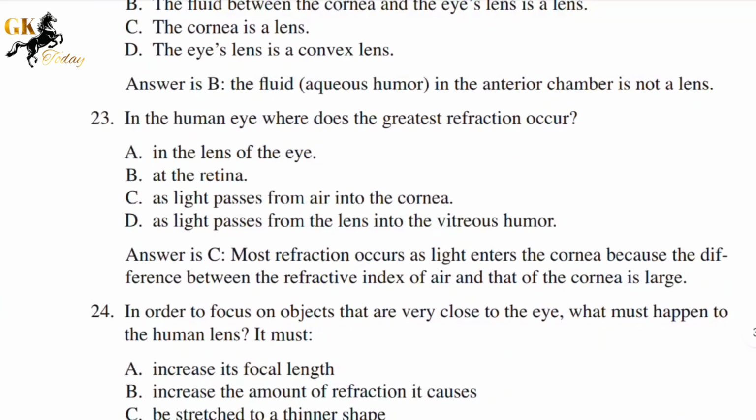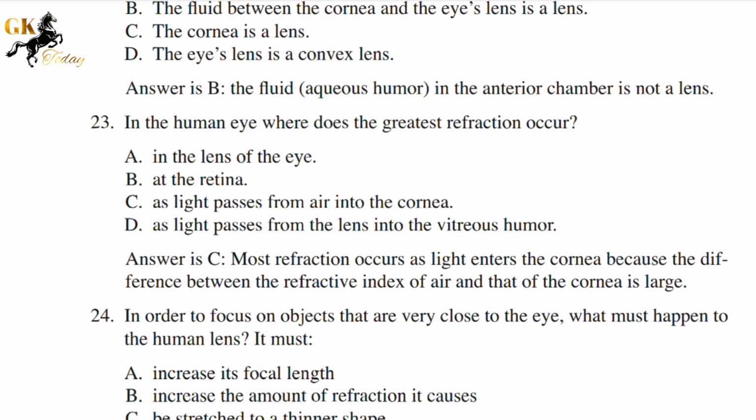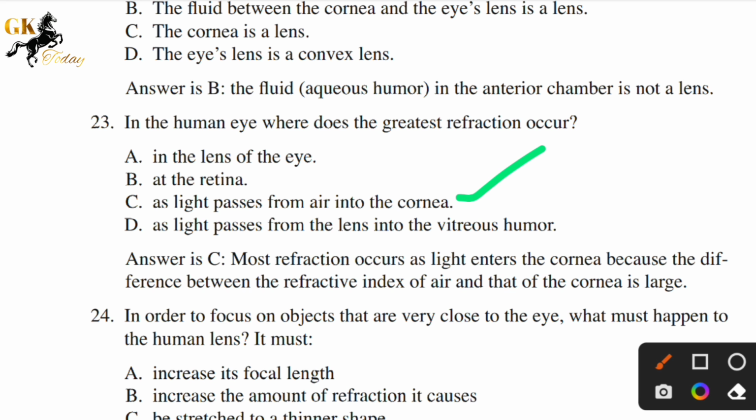In the human eye, where does the greatest refraction occur? In the lens of the eye, at the retina, as light passes from air into the cornea, as light passes from the lens into the vitreous humor. Option C, as light passes from air into the cornea.